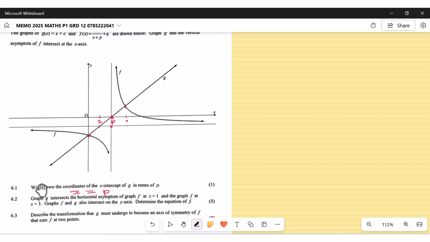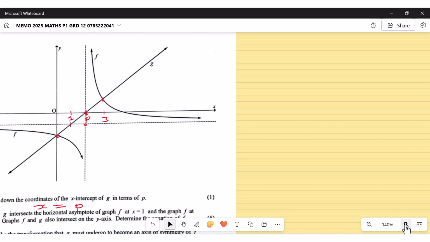And they say here that the graphs f and g intersect on the y-axis. Then we see the intersection here. Determine the equation of the function f. Now here, I want us to reason this together. What is the equation of the hyperbola? Our task is to find a, p, and q.